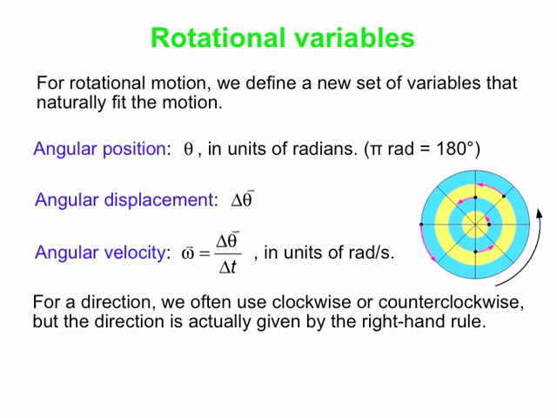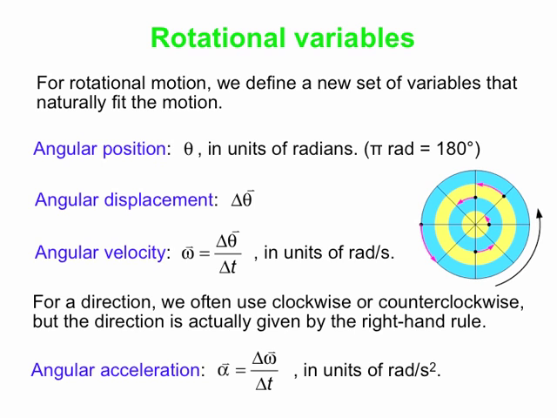And finally, we had an acceleration for straight line motion. So we have the rotational equivalent, which is angular acceleration. We use the Greek letter alpha to represent that. And alpha is a vector. It is the rate of change of the angular velocity, delta omega over delta t. And now we have units of radians per second squared.